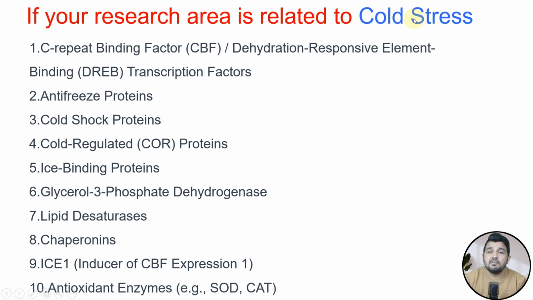You can also select more by studying the literature. Similarly, if your area is cold stress, here I have listed 10 gene and protein families involved in cold stress. Among them, the CBF or DREB proteins, which are dehydration responsive element binding proteins, antifreeze proteins, cold shock proteins, cold regulated proteins, ice binding proteins, glycerol 3-phosphate dehydrogenase, lipid desaturases, chaperones, and antioxidant enzymes. They are involved in cold stress. What you need to do is select only one, and we will take it to the next step to download their sequences from the different databases.